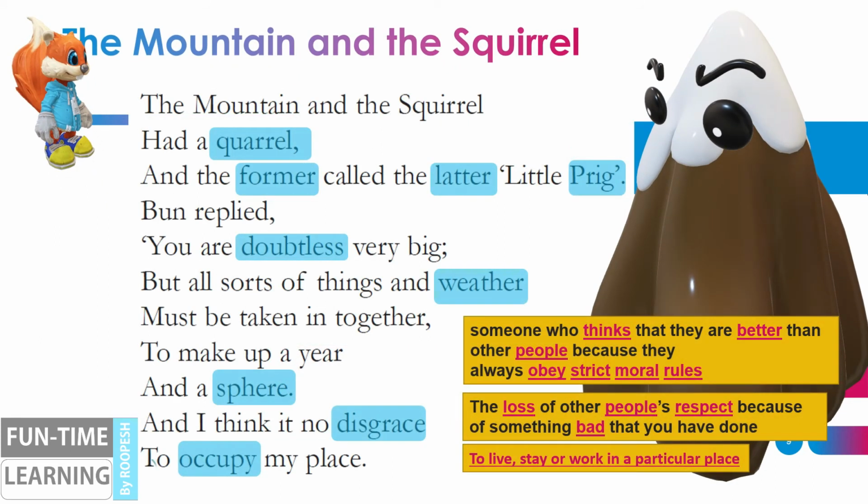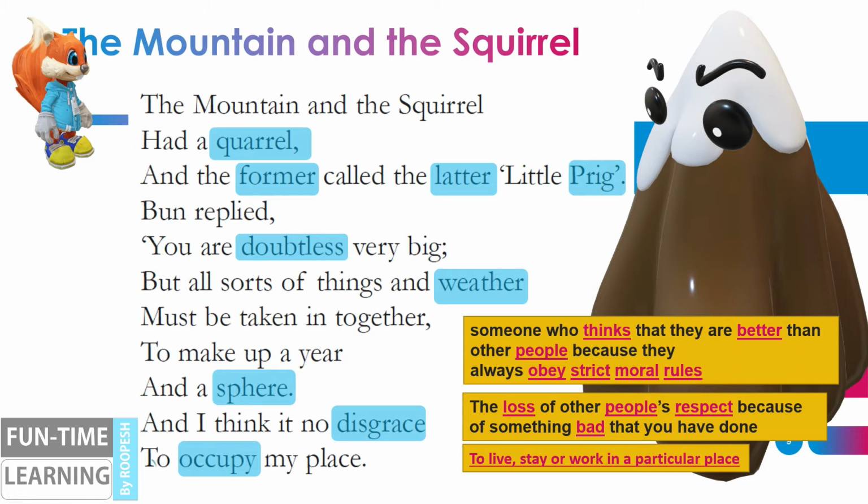This is a poem by Ralph Waldo Emerson. Here is a poem. The mountain and the squirrel had a quarrel, and the former called the latter little prig. Someone who thinks that they are better than other people because they always obey strict moral rules.